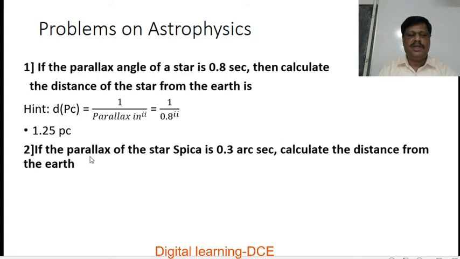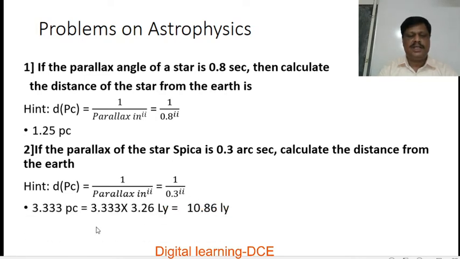The second problem is, if the parallax of the star Spica is 0.3 arc second, calculate the distance from the earth. Again, the same type. So, the distance in parsec is equal to 1 by parallax in arc second. So, 1 by 0.3 is equal to 3.333 parsec, but 1 parsec is equal to 3.26 light years, that is equal to 10.86 light years. On solving, we will get the distance of the star Spica as 10.86 light years.